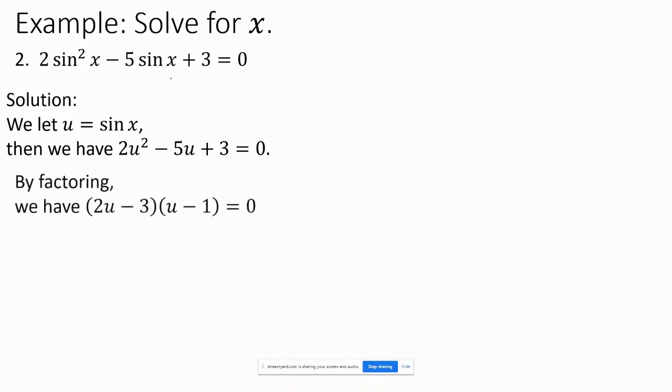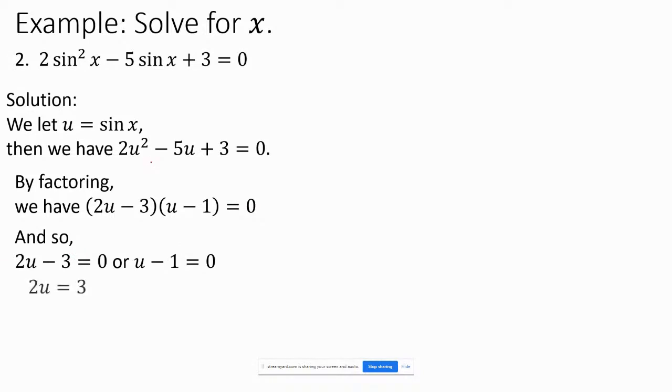Next, by factoring, now we have the binomial 2u minus 3 times the binomial u minus 1 is equal to 0. By factoring. We showed earlier how that factoring works, no? So how do we proceed now? We said earlier, by the zero factors theorem, each factor can be equal to 0. Any of these two factors can be 0 to make the whole expression 0. Therefore, 2u minus 3 is equal to 0 or u minus 1 is equal to 0. Let us solve this one first.